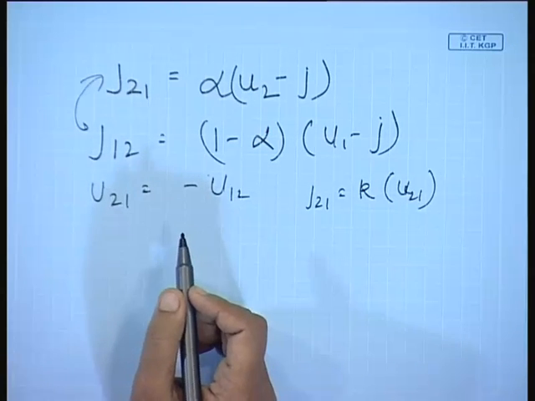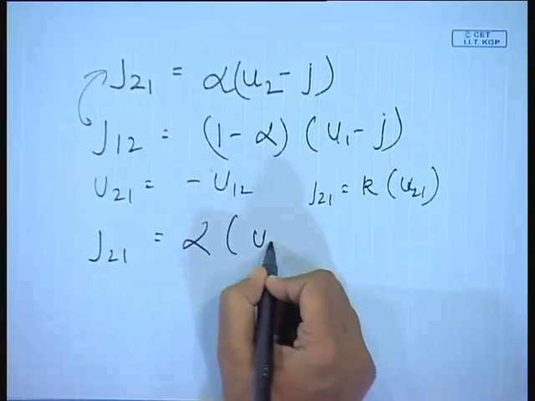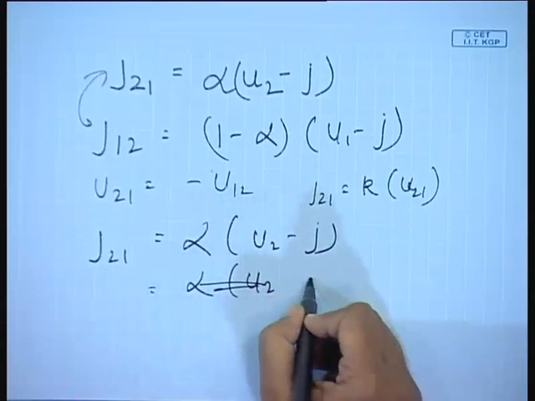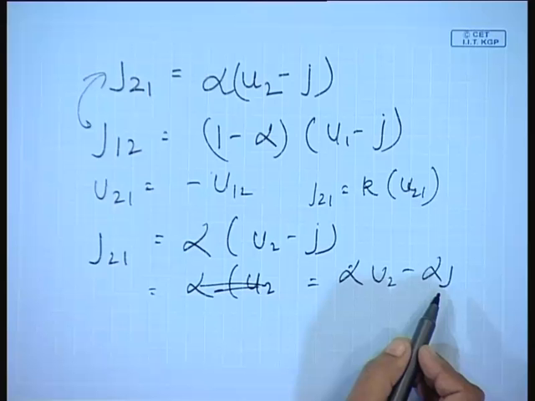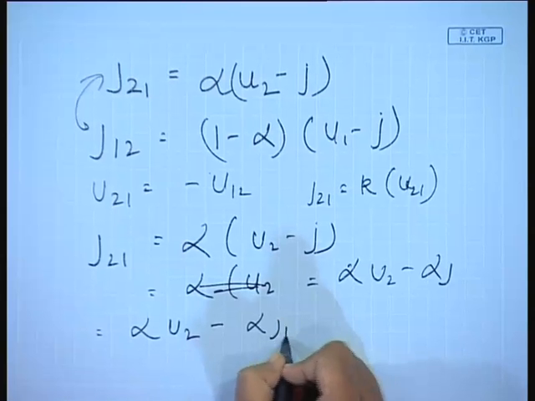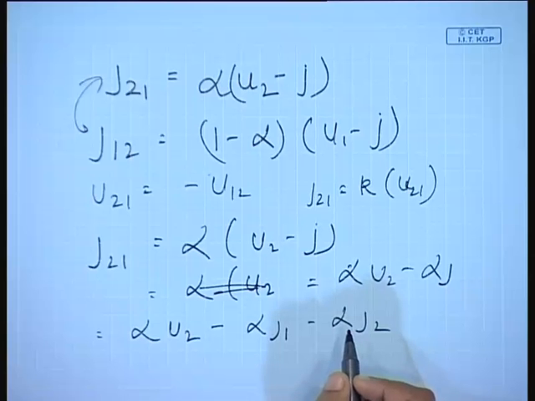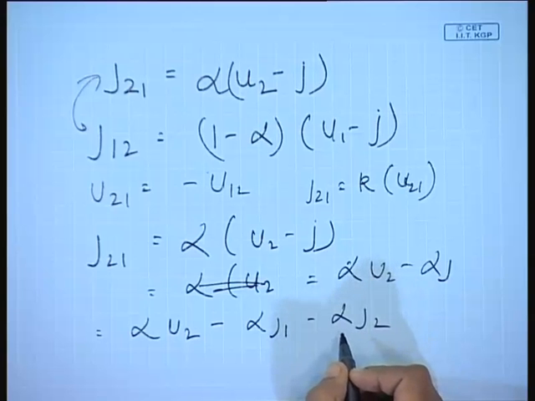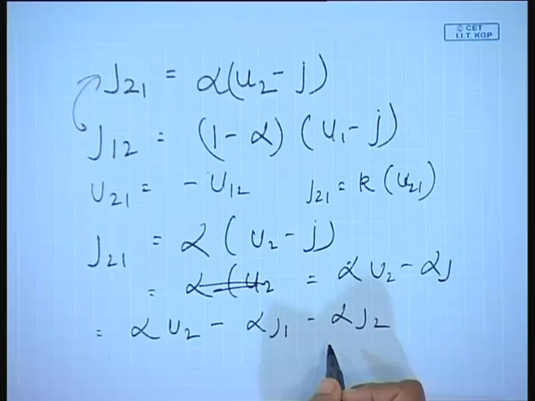Now, again let us start from the basic definition and see how we can do it. J21, as I have already defined, is alpha into u2 minus j. We can write it as alpha u2 minus alpha j, isn't it? This j is nothing but j1 plus j2. So, j is j1 plus j2, accordingly I have written it in this particular fashion.